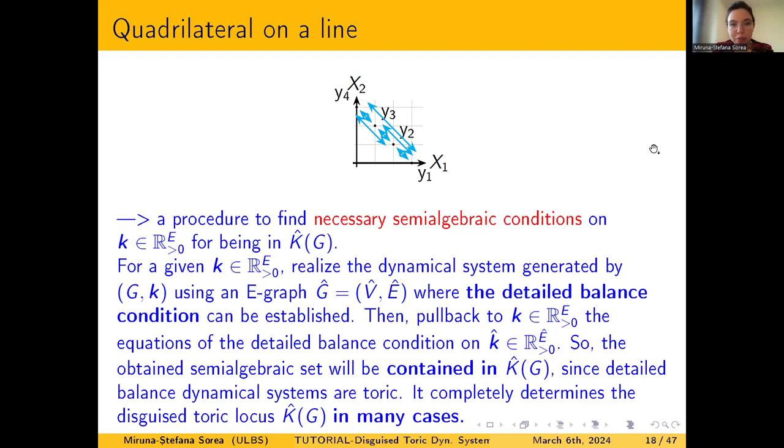I also wrote here in blue to keep these procedures that can be repeated or that could be applied somewhere else. Because the key idea we used, not only here, but also in some other class for the n-gon monoline, is that we try to realize the system generated by our graph using another graph where the detailed balance condition can be established.